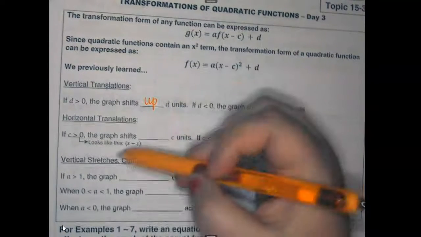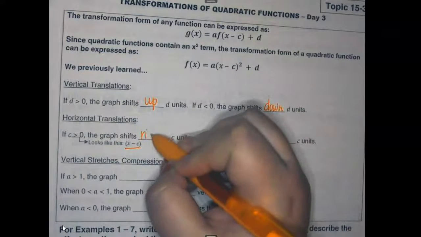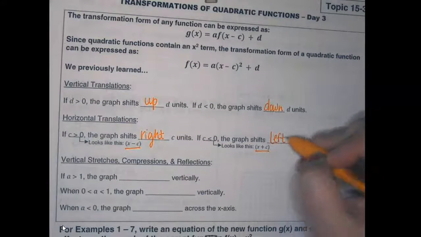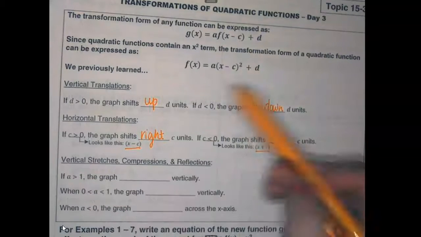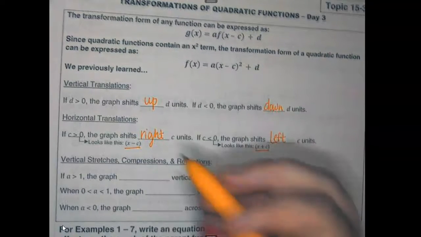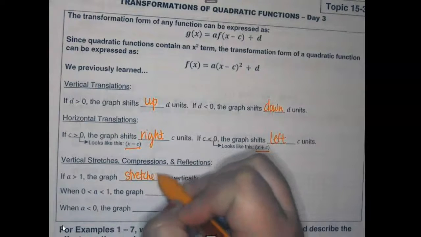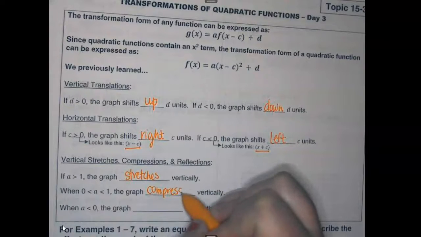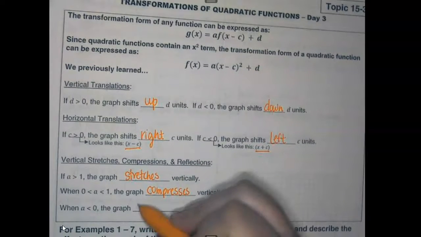What about our C? When our C is minus, we're going to go to the right. When our C is added, we're going to go to the left. When our A, which is that lead coefficient, is greater than 1, it stretches. But when it's less, it compresses. And if it's negative, it's going to reflect.